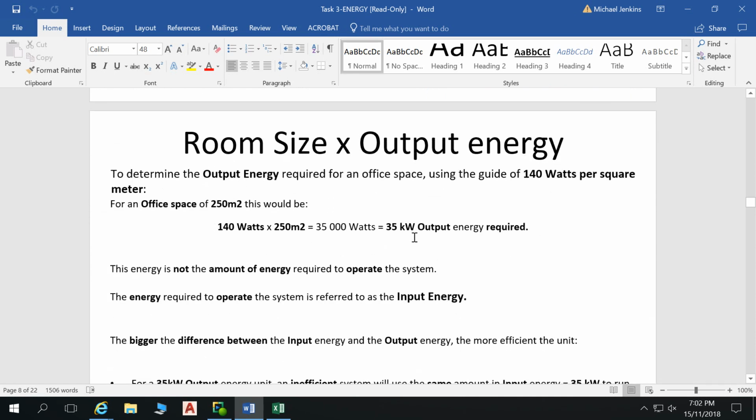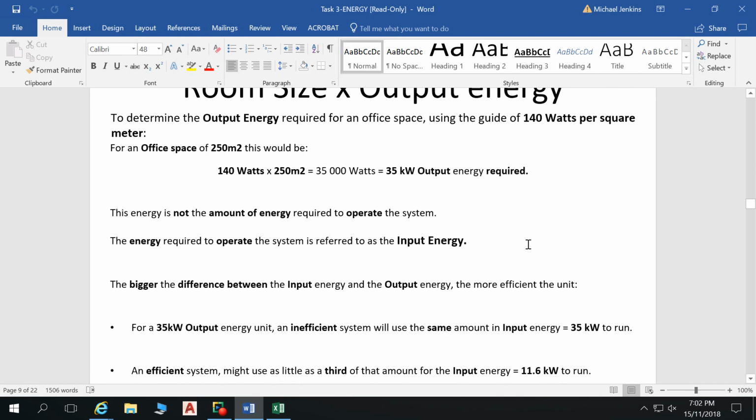So our cooling power is going to have to be 35,000 watts, because cooling and heating power is measured in watts. Now the old systems used 1 kilowatt of energy to produce 1 kilowatt of heating or cooling power. Typically, now that's just very much a rule of thumb, a massive generalization, but we'll treat it as such.